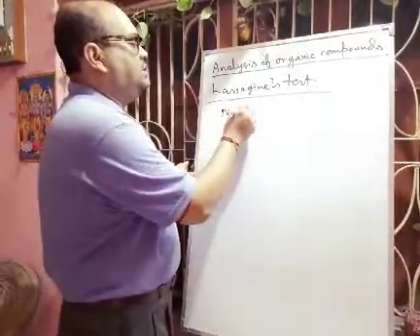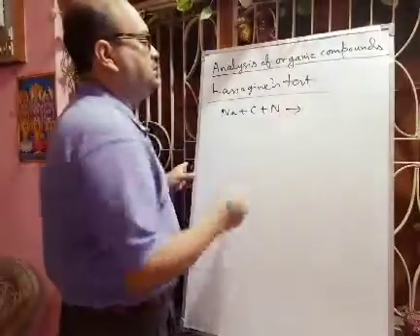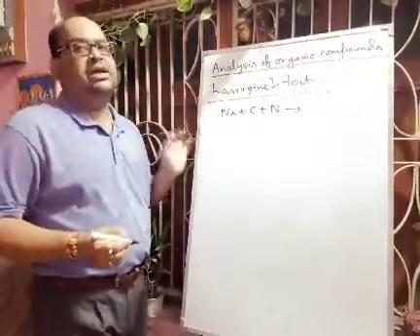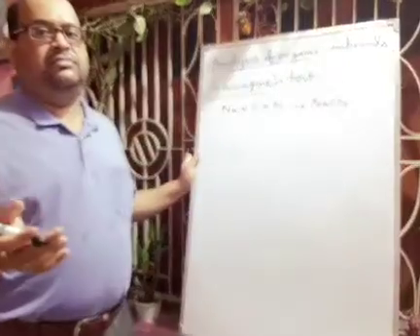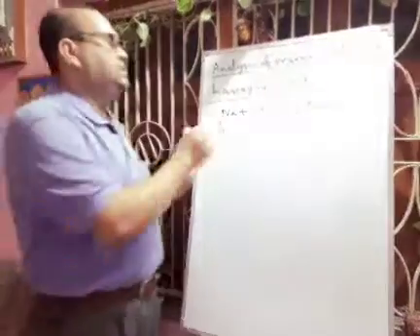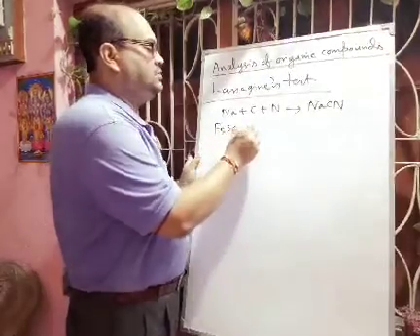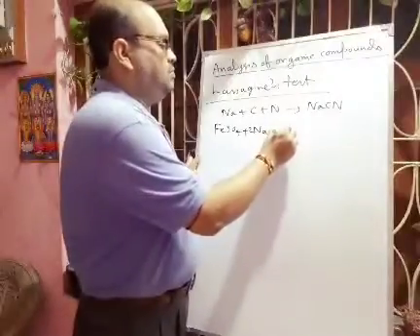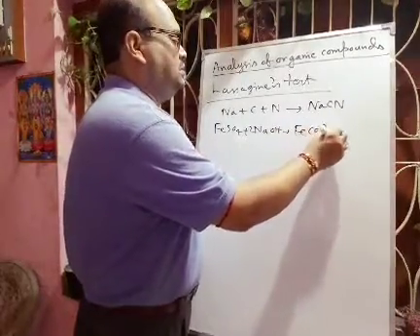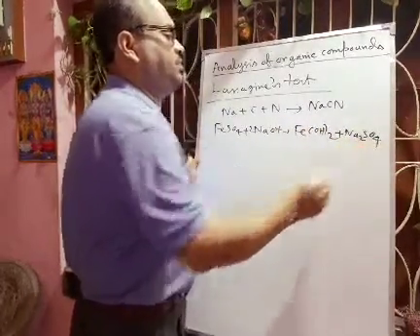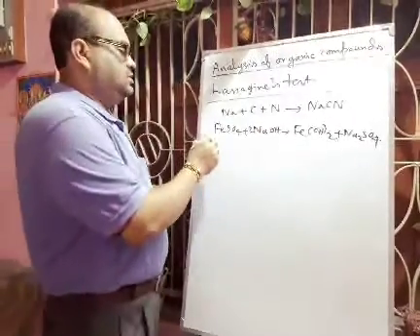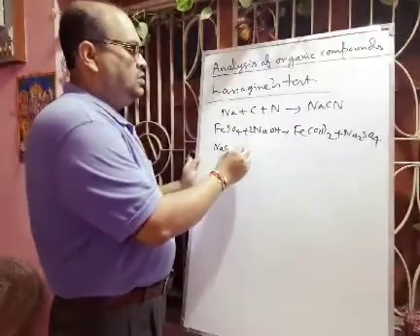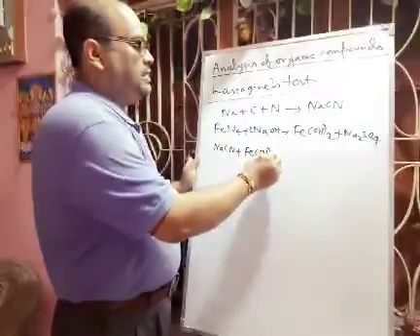Now what is happening in the organic compound? Definitely there is carbon and nitrogen. We are going to detect nitrogen. So when you are fusing, it will form sodium cyanide. Now you are adding ferrous sulfate and NaOH. So ferrous sulfate will react with this NaOH, forming ferrous hydroxide, plus there will be formation of Na2SO4. Next, this sodium cyanide will react with this ferrous hydroxide.